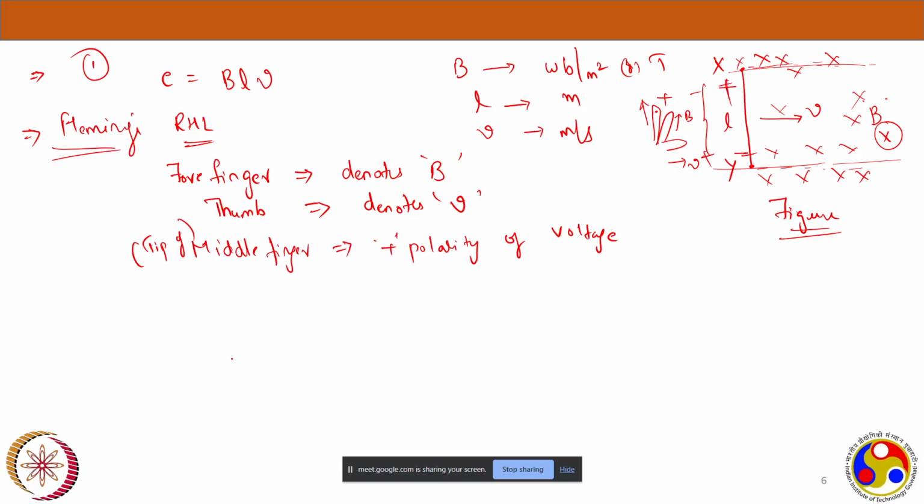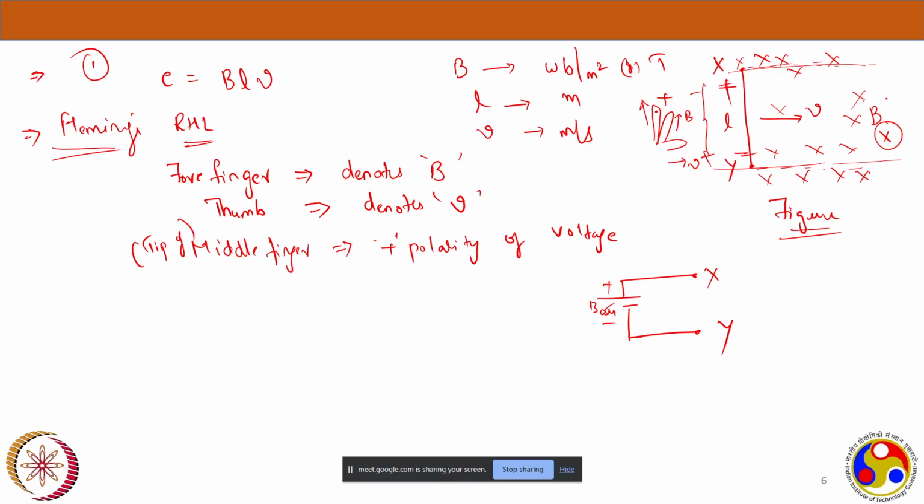Now with respect to xy, this is x and this is y, and you can see there is a positive here and a negative here. So it's like placing a battery here. Now this is positive and this is negative. If our magnetic field is constant and our velocity is constant, the induced voltage will also be DC. Constant DC voltage will be induced. So that's how we find the polarity of the induced voltage using Fleming's right hand rule.